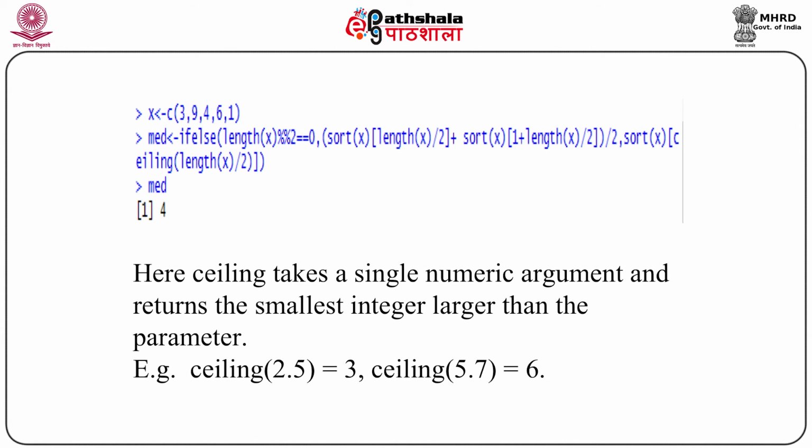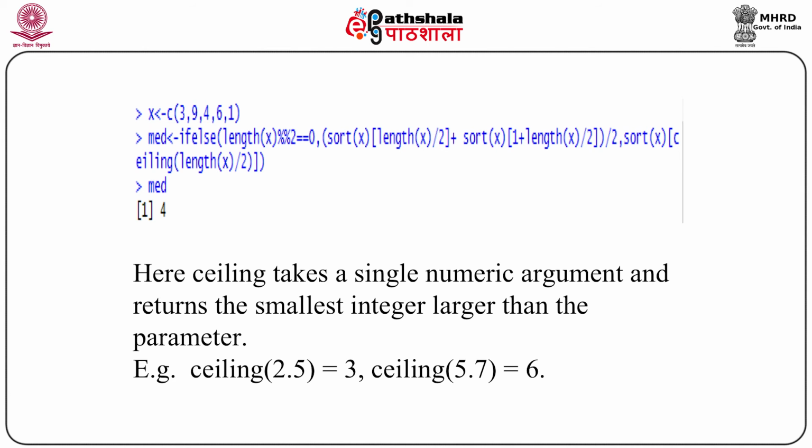Consider some smaller sets of numbers, like here we have 3, 9, 4, 6 and 1. These numbers are stored in X and we need to find the median of them. Then the question is how to tackle this problem. The simple idea is to sort the numbers first, then examine whether the length of the numbers is even or odd. If it is odd, then things will be simpler.